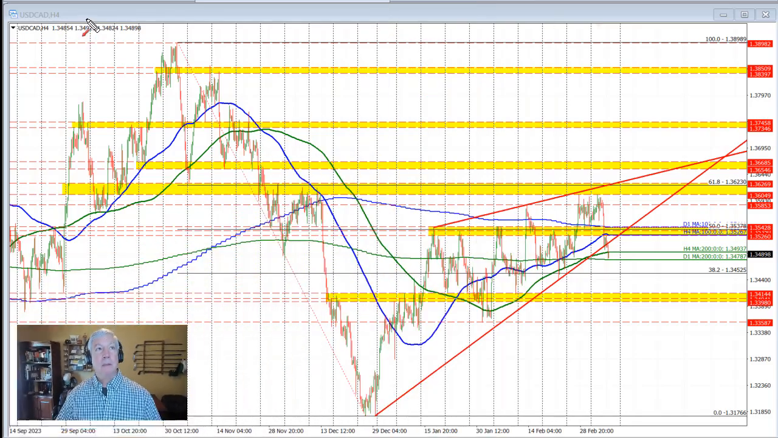This is a Forex Quick Look. Going to take a look at the dollar versus Canada. Today's date is March 7, 2024. Let's get started. Taking a broader look at the 4-hour chart because we've been up and down, up and down over the last number of weeks.